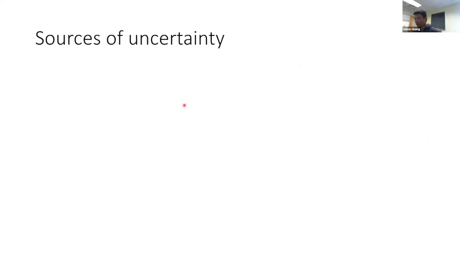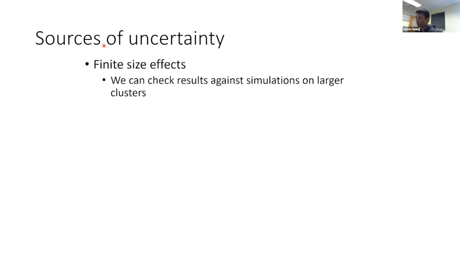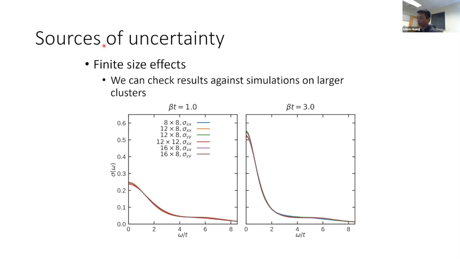Okay, before I go on, so that you can understand exactly what I mean by the error bars in the next slide, let me quickly discuss sources of uncertainty in these calculations. First, there is always the possibility of finite size effects since we're doing a calculation on a finite size cluster. We can check by comparing against larger clusters, which are more expensive, so we restrict the parameters that we check.